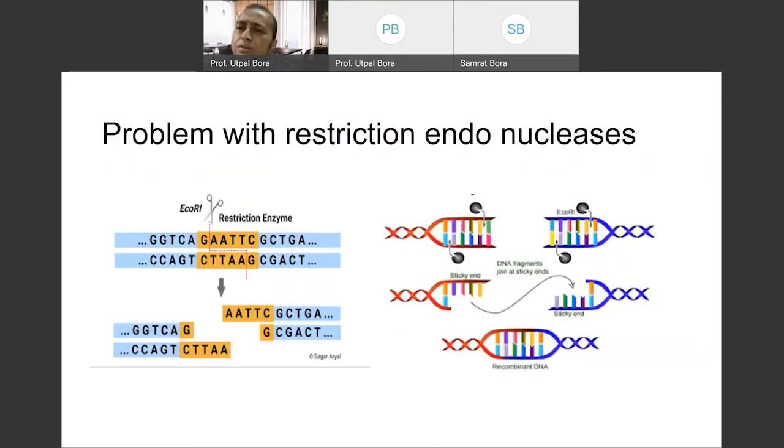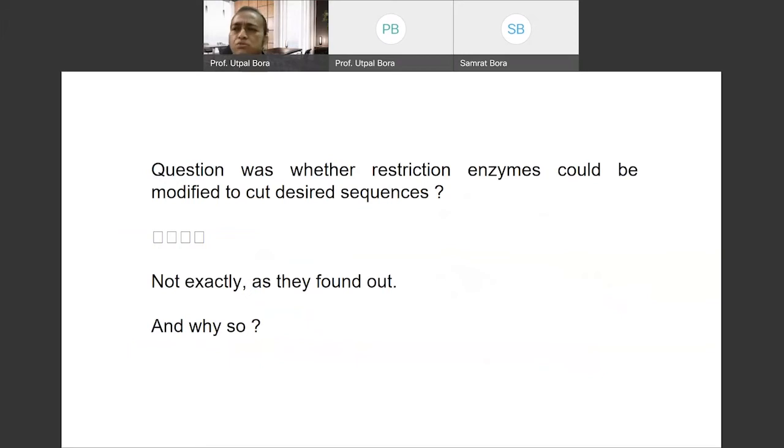However, there is a problem with restriction endonucleases. They are very recalcitrant, and you cannot modify them. You cannot persuade them to cut sequences other than the ones they recognize. Even if you can modify them to cut other sequences, the signal of such cutting is very weak. So the question is whether such enzymes could be modified to cut desired sequences. Not exactly. And why?